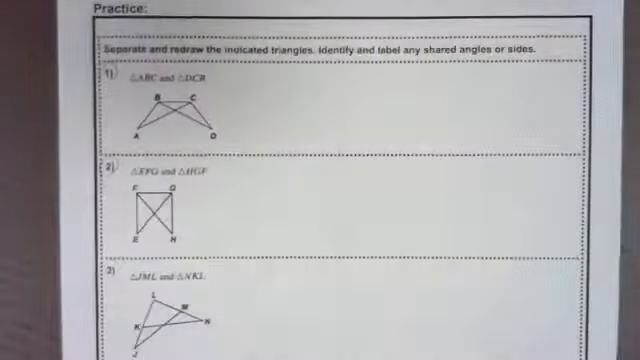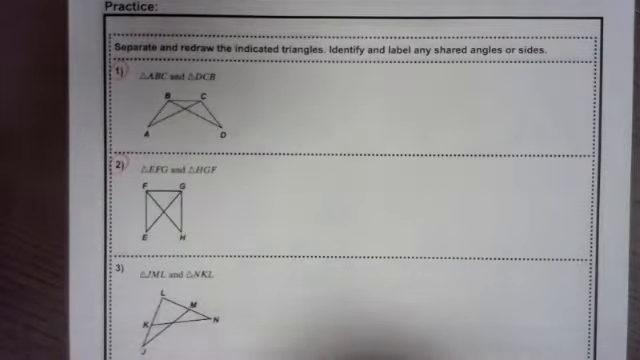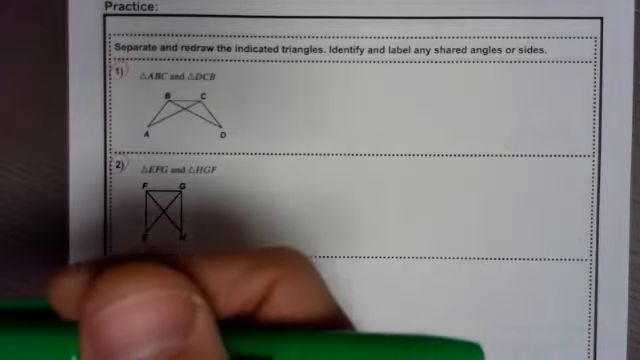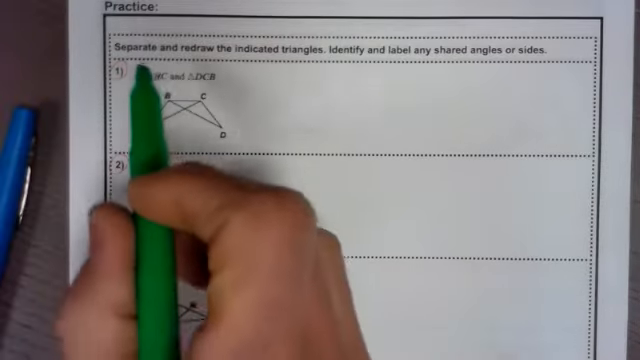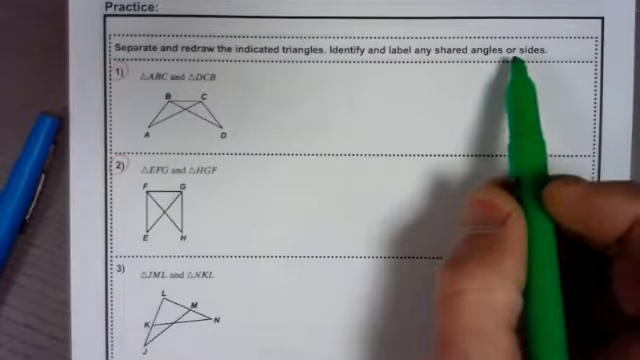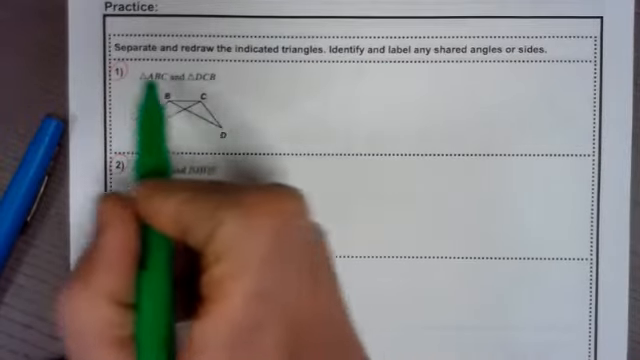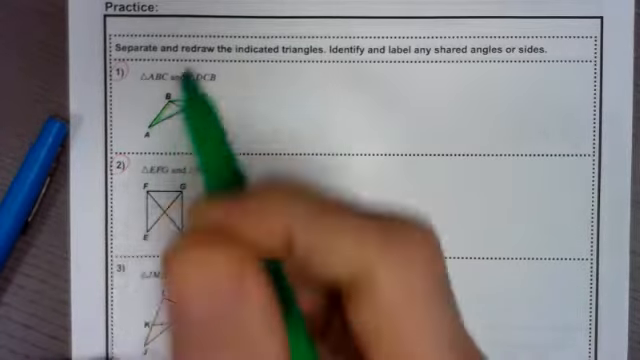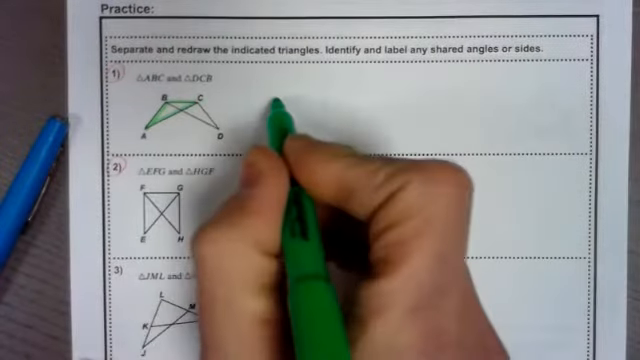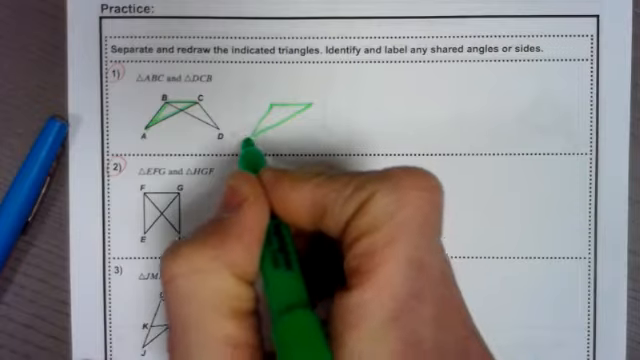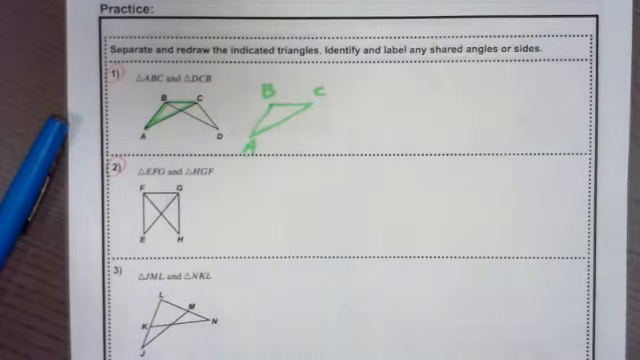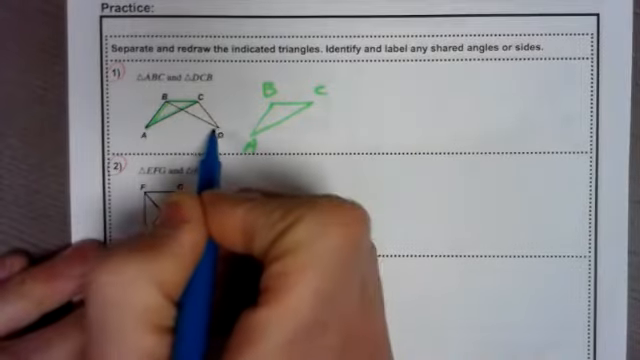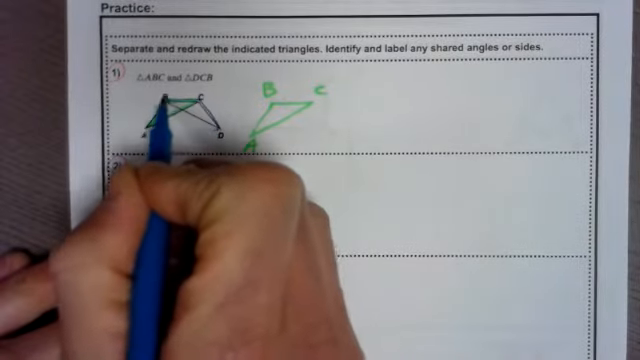Let's jump into number 1 here. I'm actually going to pick a different color than that yellow because it didn't work very well. So I'm going to grab let's go with the green and blue. Okay. Separate and redraw the indicated triangles. Identify and label any shared angles or sides. So here we start out and they tell us what triangles we're supposed to focus on, which is really helpful. So I have ABC here. So I'm going to redraw that one. A, B, C. And then I also have DCB. D to C to B.